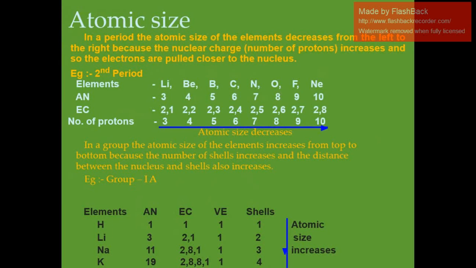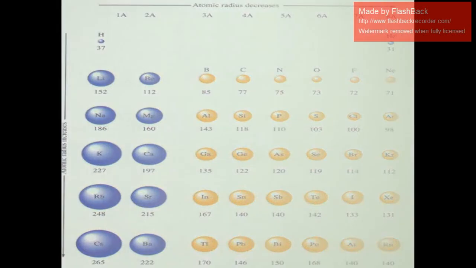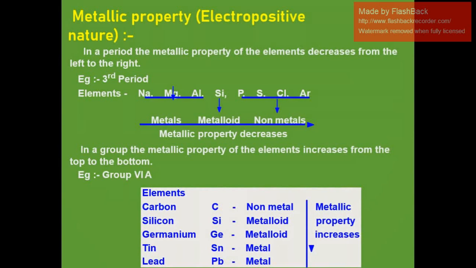Clear? Now let us talk about the next property. Sorry, here you can see the variations in the atomic size across the period and down the group. Next property is metallic property, or we can say electropositive nature.